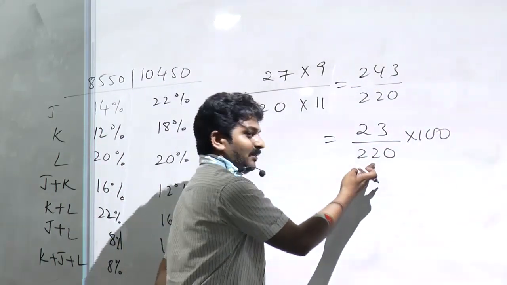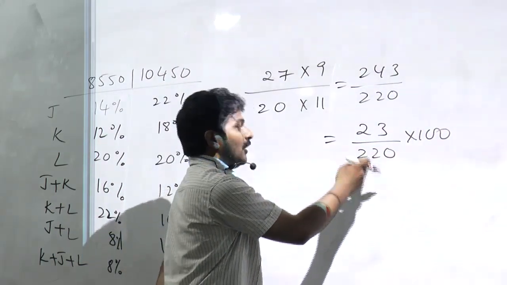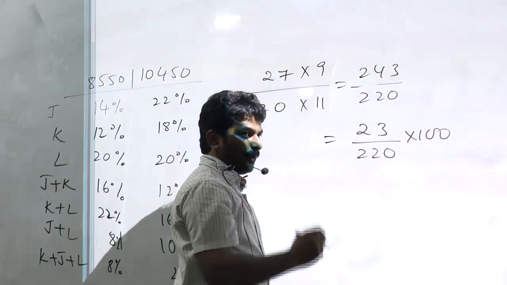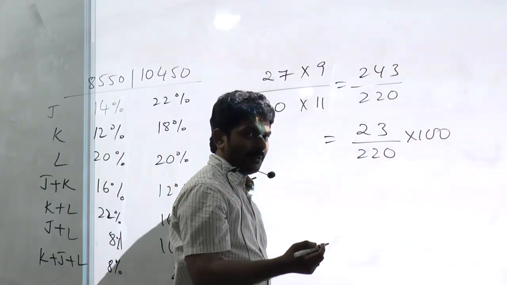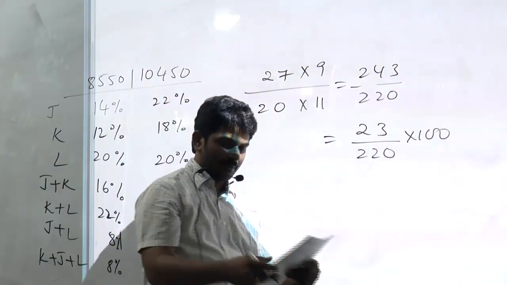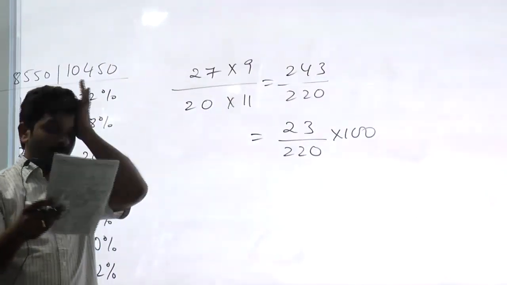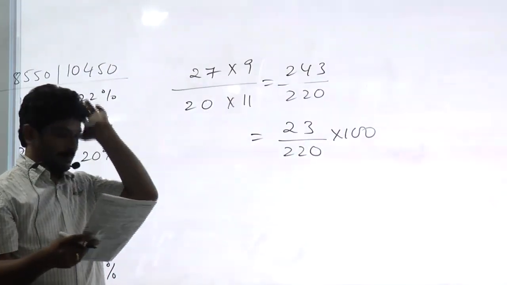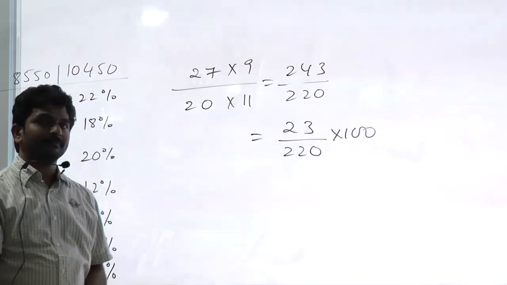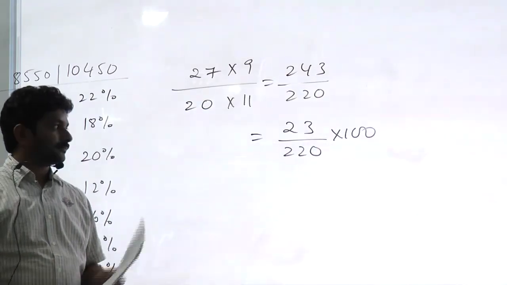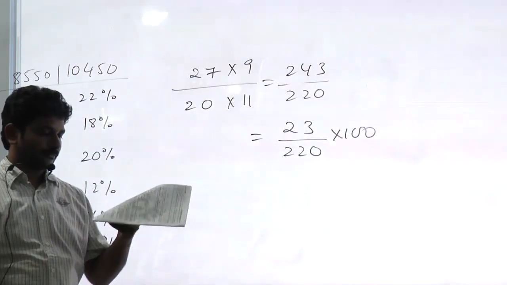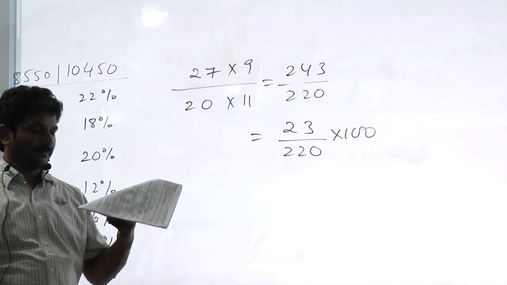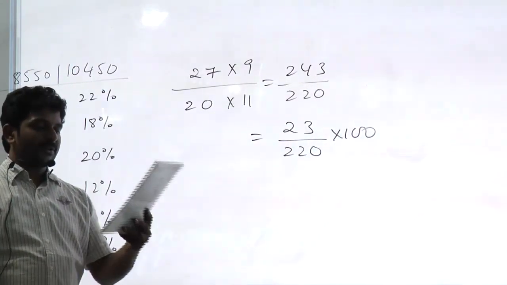What about 10%? 20. How much extra value we have? 1. 1 by. Which option?